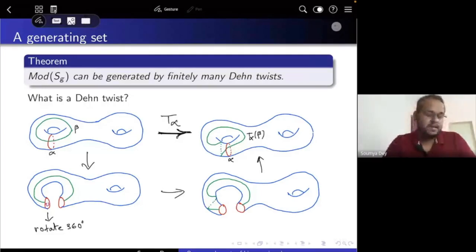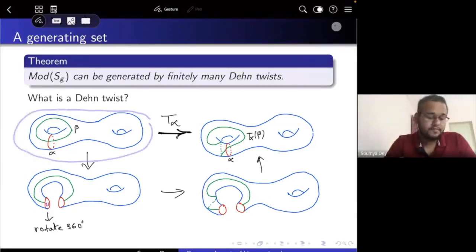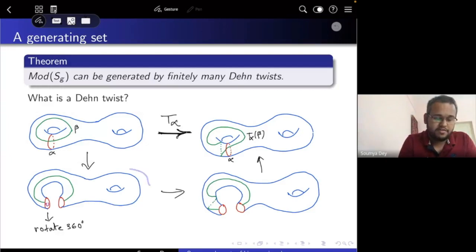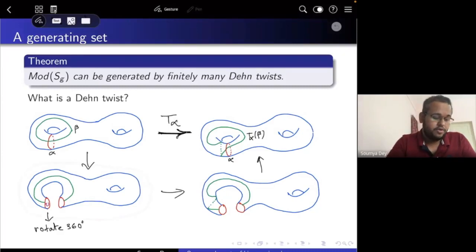So let me define what a Dehn twist along a curve is. Let me start with some surface. For simplicity, I have considered a genus 2 surface, and this red curve I'm calling alpha. Now I'm trying to define what is a Dehn twist along this curve alpha. For that, you cut the surface along this curve alpha. So you have something like this. Now you have a surface with boundary which looks like this. Now what you do, you rotate one of the boundary components by an angle 2π, or 360 degrees.